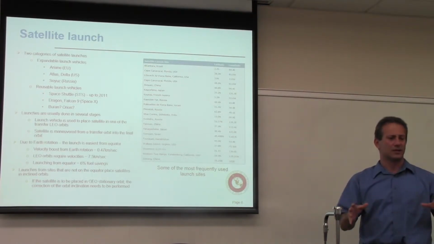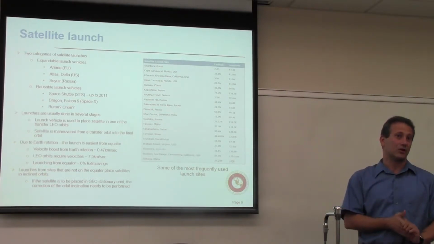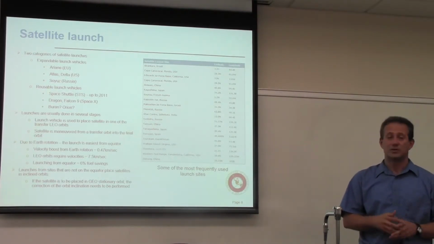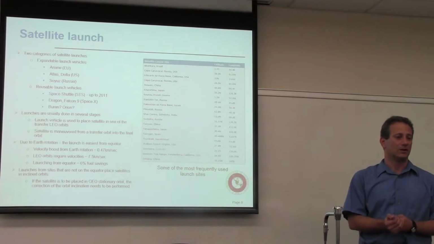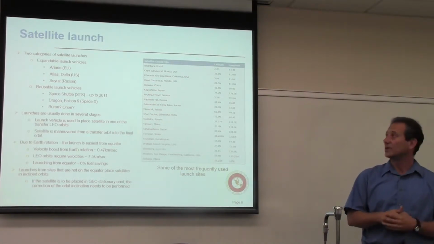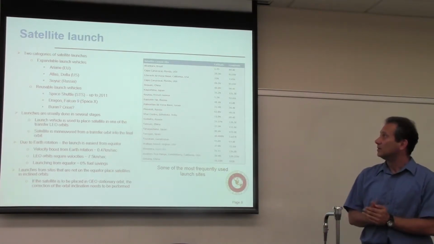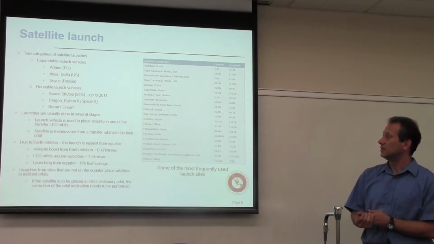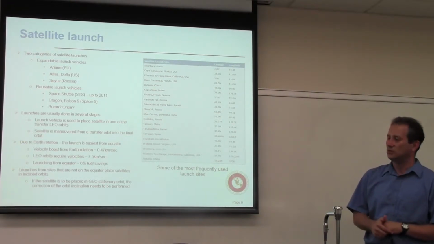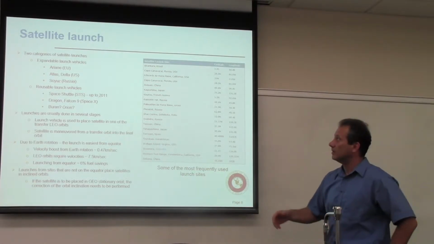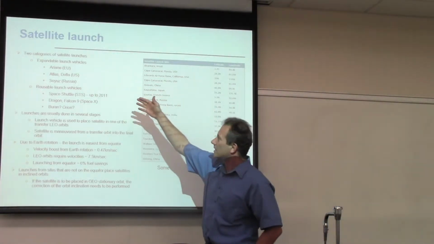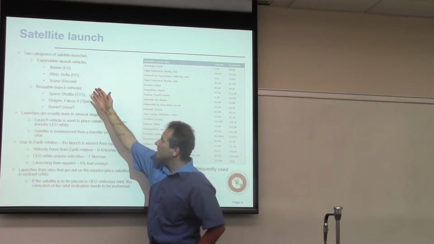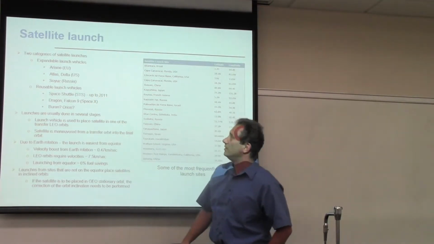But as far as maturity of the technology, it is very mature. We have, I would say, 30, 40 years of launching satellites, and they're launched almost on a daily basis. There are two types of vehicles that we use to launch the satellites. They're divided here as expendable and reusable vehicles.